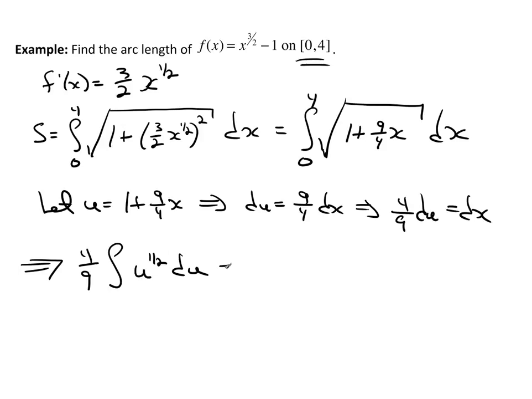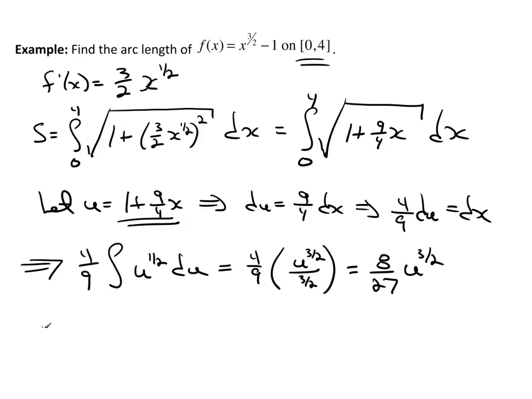So this is going to be equal to 4/9 times u to the 3/2 divided by 3/2. And that is going to be 8/27 times u to the 3/2. Now I'm going to take this u and go back to x's. Remember, u is right here. So this is actually equal to 8/27 times 1 plus 9 over 4x, all raised to the 3/2. See, because this is u.